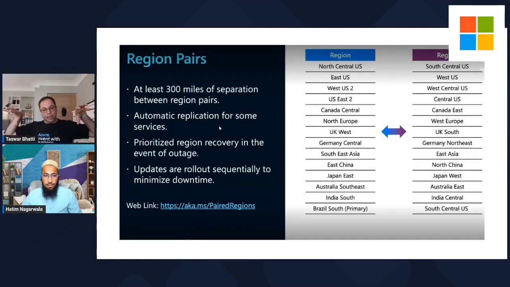So those are the region pairs. It's free for customers. They don't actually see this, but this is inside us. So when we do an update, we do it on one, and then we see if everything's going well. Then we apply it on the other one.